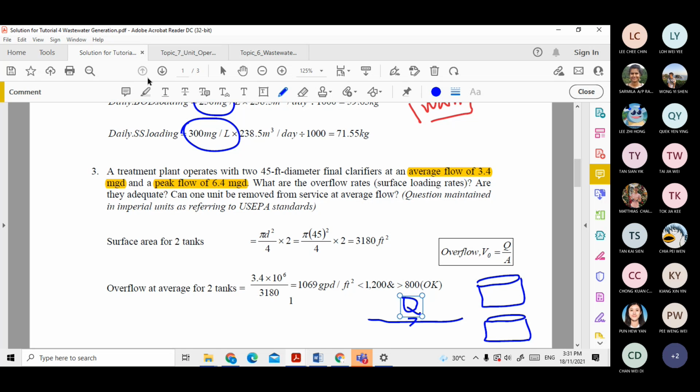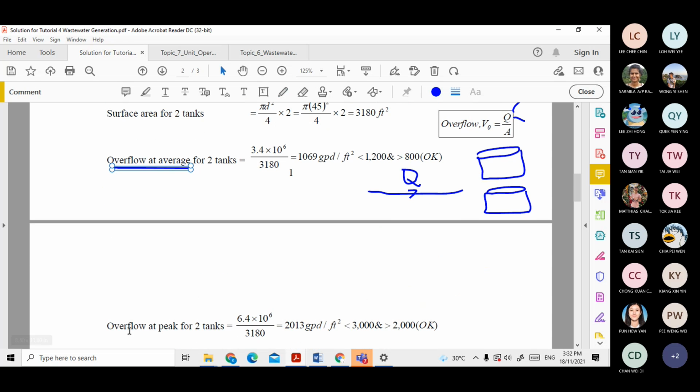Now, calculate the overflow rate. Then you compare it with the EPA standard to check whether your design is adequate or not. This is the formula for overflow: flow over surface area. For flow, we have two different flows, the average flow and the peak flow. Due to these two different flows, we have two overflows: the overflow at average value and the overflow at peak value. So you have to calculate both.